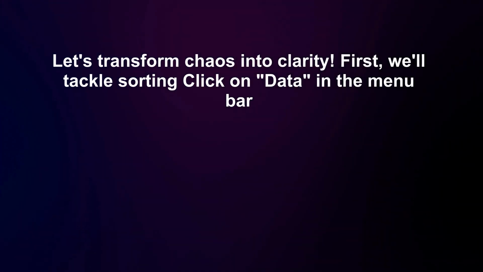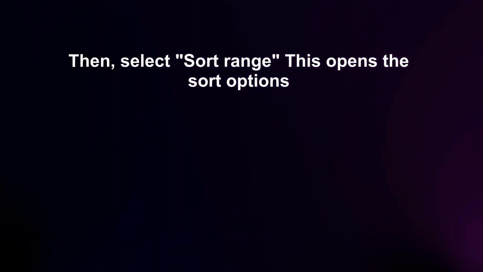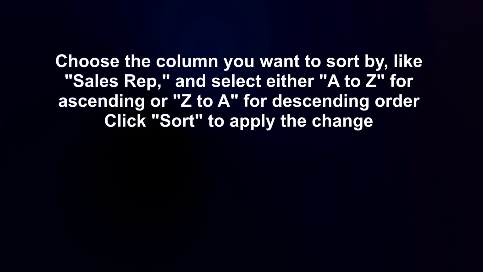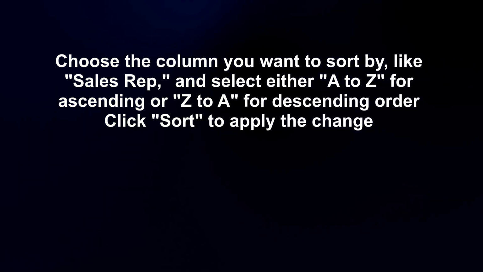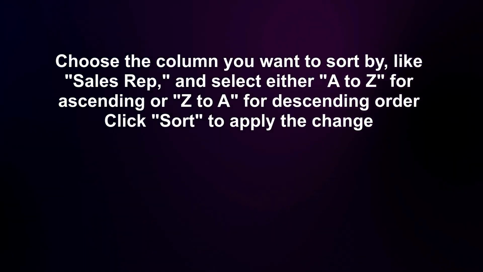First, we'll tackle sorting. Click on Data in the menu bar. Then, select Sort Range. This opens the sort options. Choose the column you want to sort by, like Sales Rep, and select either A to Z for ascending or Z to A for descending order. Click Sort to apply the change.